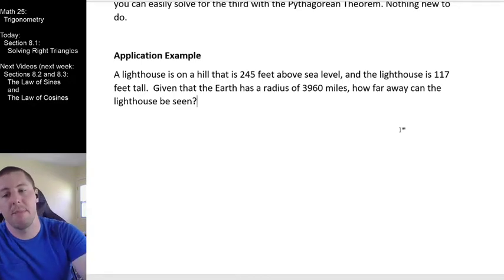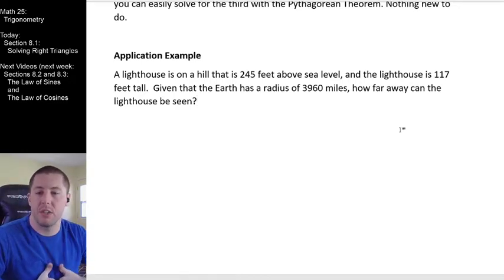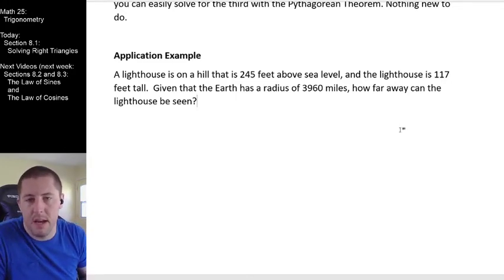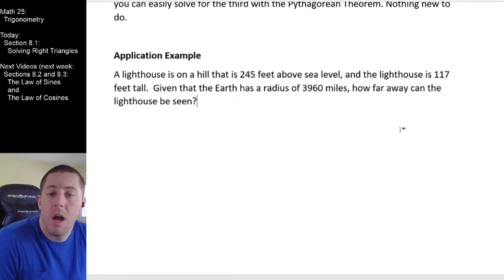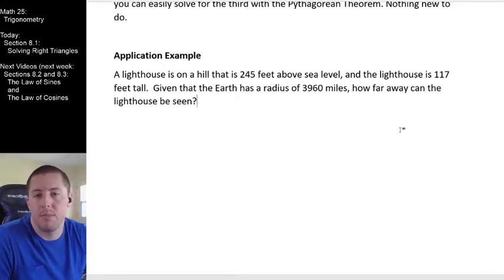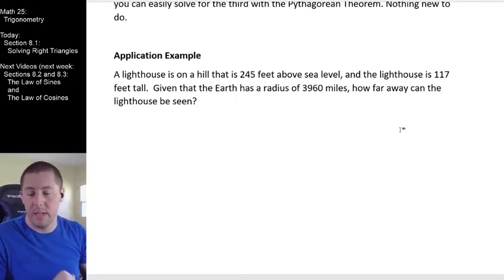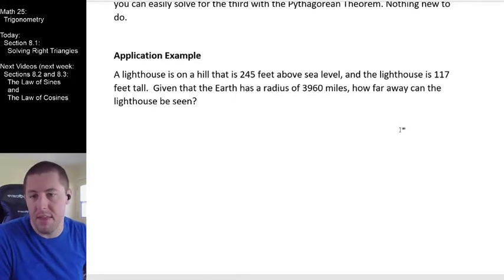So this is a really good example. This is a really practical use for this, talking about building right triangles to measure distances based on only a few distances being known. So a lighthouse is sitting up on a hill. The hill is 245 feet above sea level, and the lighthouse itself is 117 feet tall. If we add together those two numbers of feet, we'll get the total height above sea level that the light is on the lighthouse.